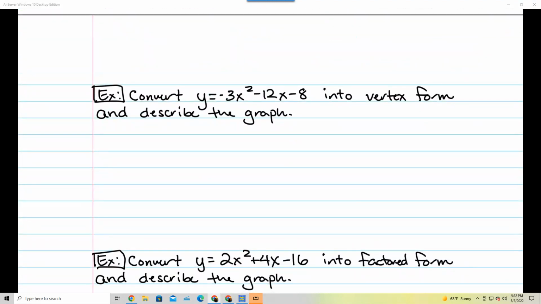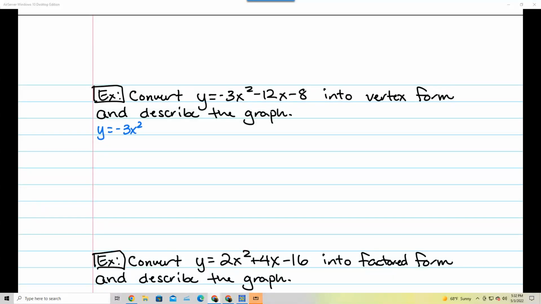I'm going to rewrite this: y equals negative 3x squared minus 12x minus 8. And I'm going to isolate the x's on one side. So I'm going to swing that 8 over to the right. I can do that by adding 8. I get y plus 8 is equal to negative 3x squared minus 12x.